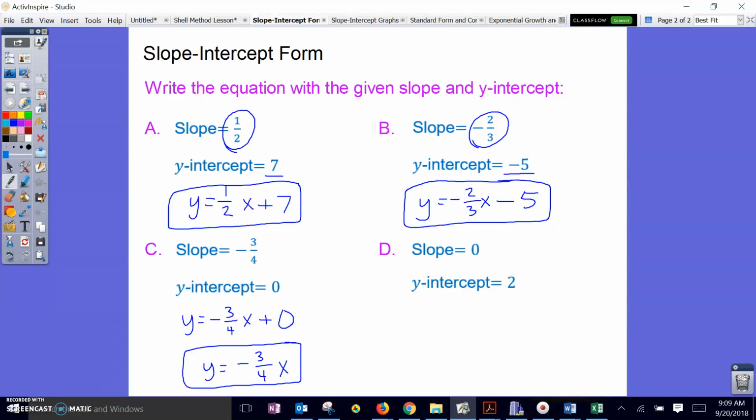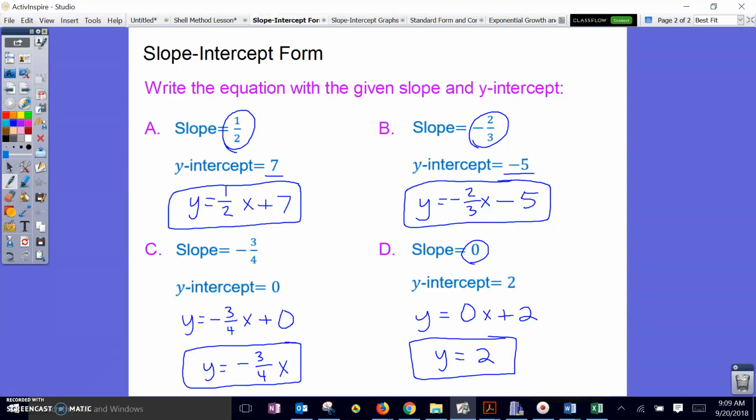All right, and the last one, slope of 0, y-intercept of 2. Again, we're in y equals mx plus b form. The slope is going to be the x coefficient, and the y-intercept is going to be added on. But just like the last one, when we have no x's, we typically do not write 0x. We instead will just get rid of the x term from this, and the equation would be y equals 2.